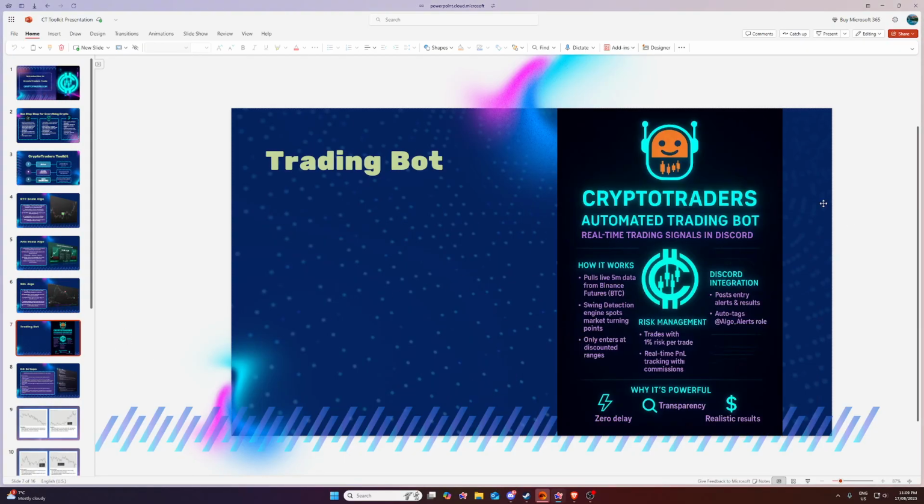And lastly, we have the trading bot developed by David. This one analyzes the Bitcoin market for trading opportunities and pulls its data from the 5-minute Binance futures chart. This one is based on price action, so it detects swing levels and identifies possible market turning points, and only enters at discount or premium ranges for positive risk to reward ratios.